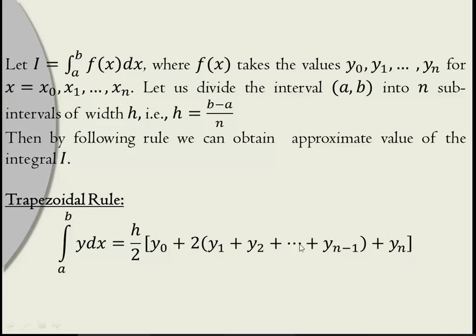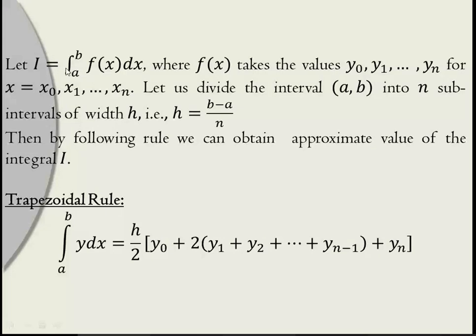Okay, how to get these values? We have to divide this interval a to b into a number of subintervals. Then find the values of this function at different values of x. How to find it? How do we take the values of x?